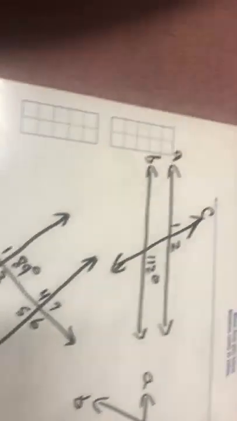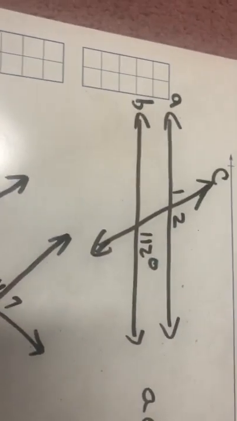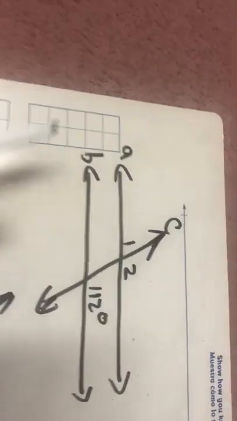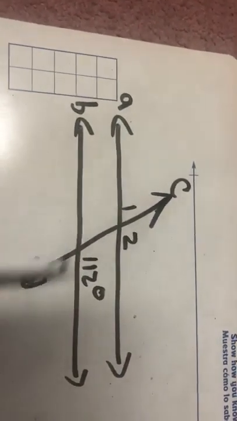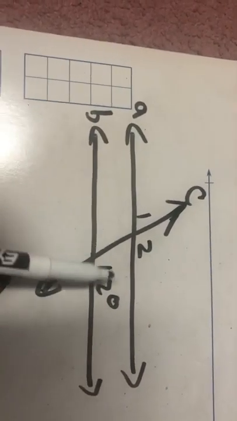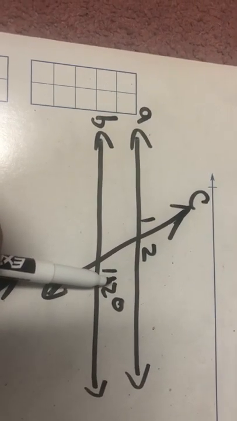Now, transversals and parallel lines and all that good stuff. You're going to get a set of directions that tell you to use the figure to find the measure of the numbered angles. So you're going to get a figure like this, and it's going to give you the value of one of the angles.